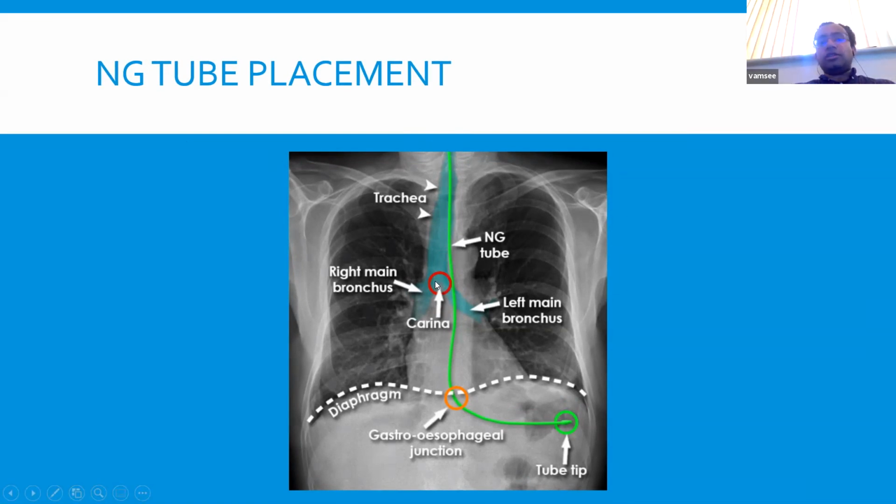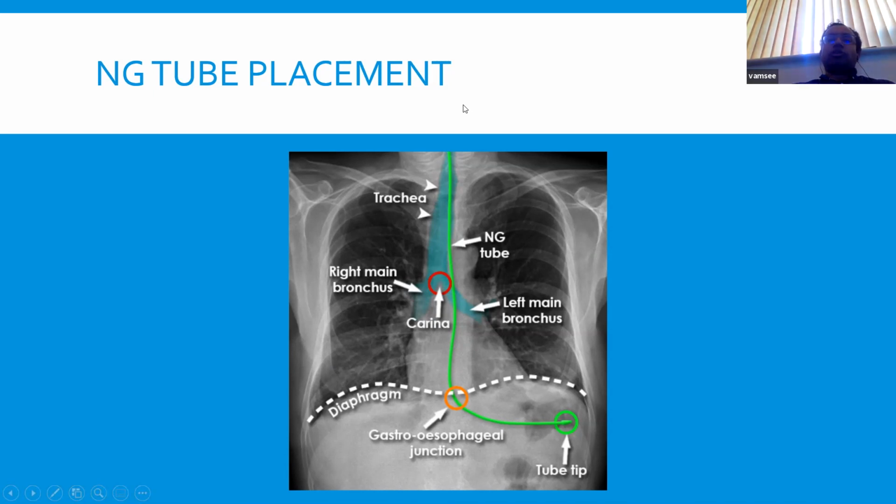Does it go past the carina, which it must always do? The most common mistake is it going to the carina and then finding out that it's actually gone down, usually the right bronchus, and you've ended up feeding them directly into the lung. Bad things happen because you then end up with people having severe aspiration pneumonia, and people have died as well.